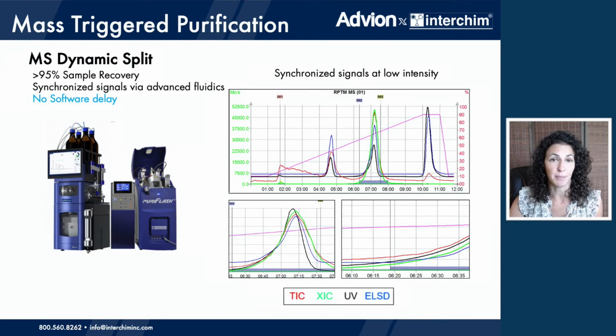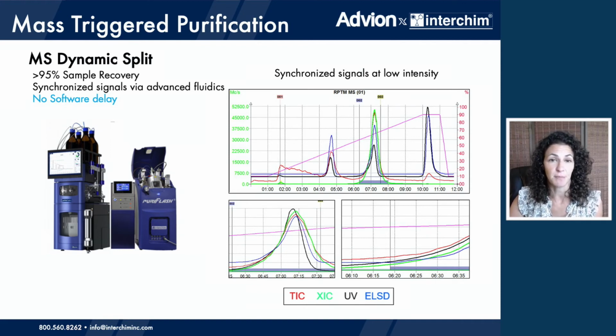For this particular sample, we are going through 3 detectors: UV, ELSD, and mass spec. So if you don't see it, it might not be there. This shows you the synchronization of signals of those 3 detectors. This is achieved through fluidics, so there's no software delay. Because of this, we are able to get greater than 95% recovery.